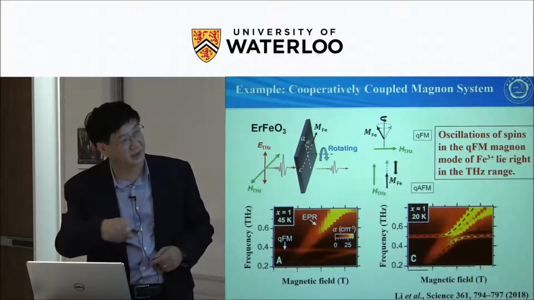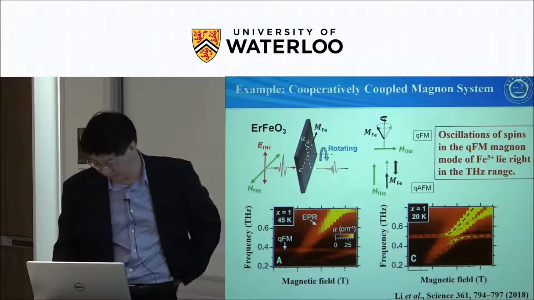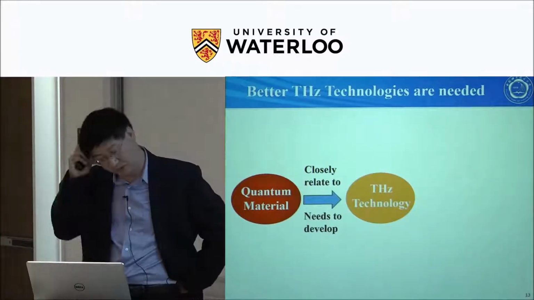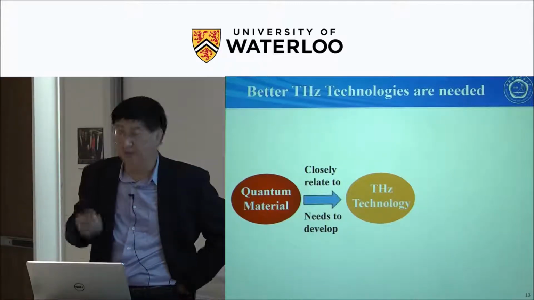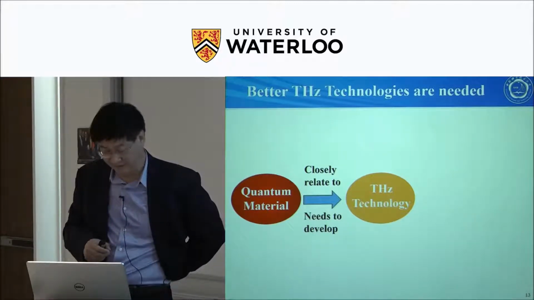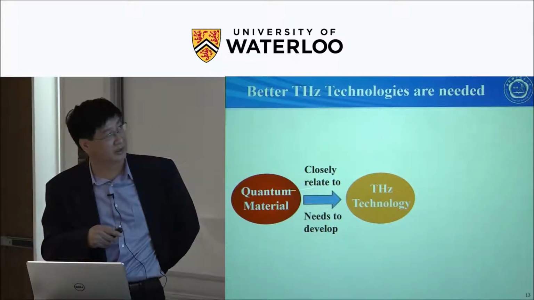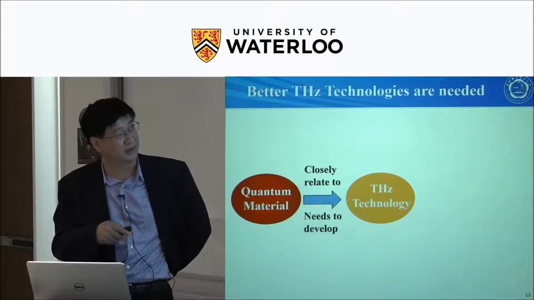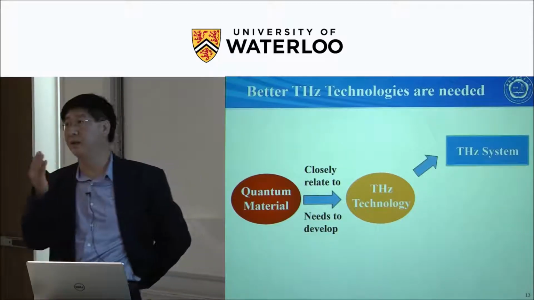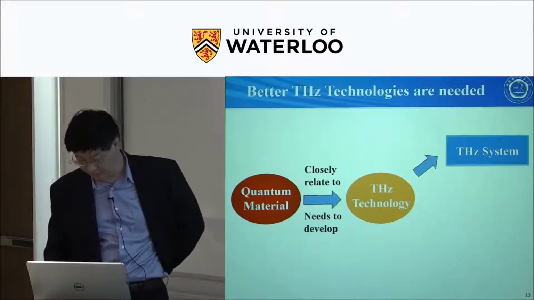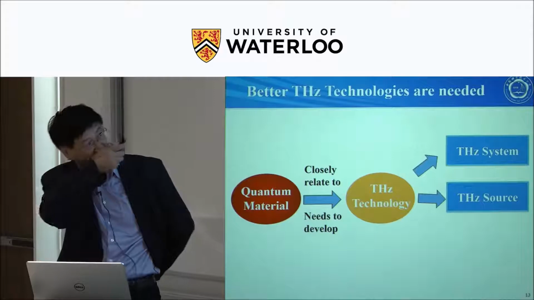And this just happened in a 2018 research paper that came out. So this is the right direction we are looking at. So better terahertz technology is needed. One is that quantum materials are closely related to this. Then we need to develop three different areas. One, we need to have a good terahertz system. Then we need to have a good terahertz source.